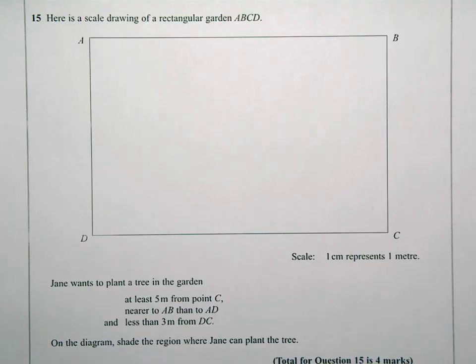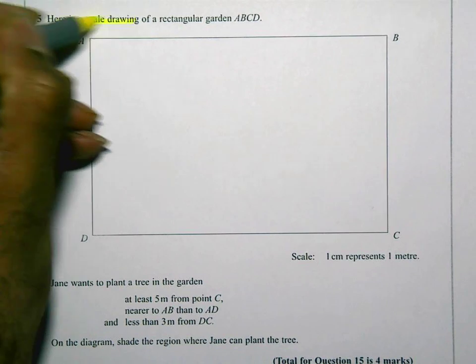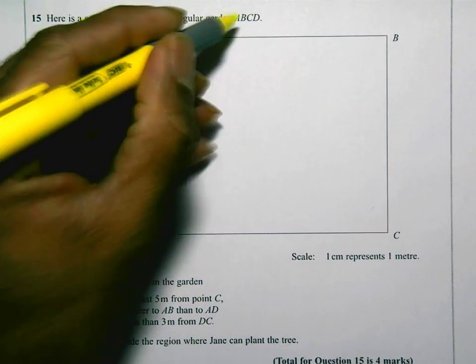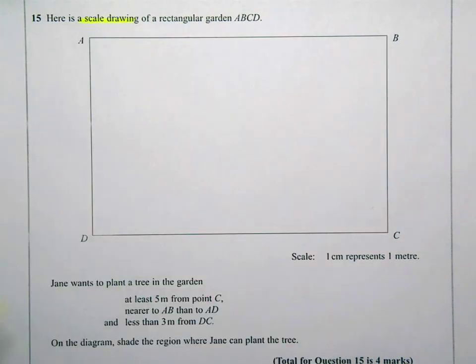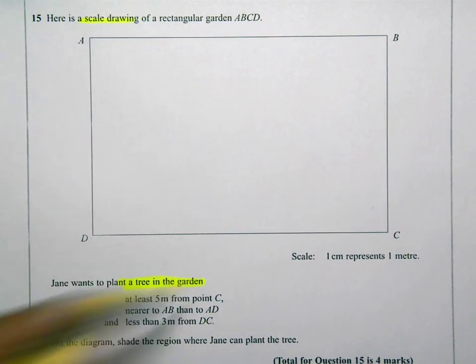Okay, here's question 15 on the higher non-calculator paper. Let's read the question first. Here is a scale drawing, so it's not accurate, of a rectangular garden ABCD. Jane wants to plant a tree somewhere in the garden.